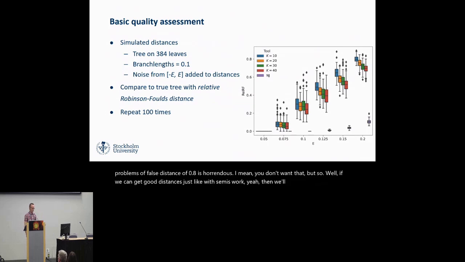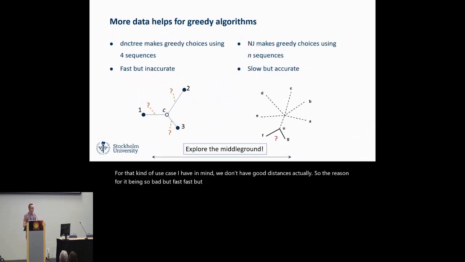But for the kind of use case I have in mind, we don't have good distances, actually. So the reason for it being so bad, but fast but bad, is that we're only making use of a small number of sequences when assigning sequences to the subproblems. Compare that to neighbor joining. Both of these methods are greedy, making lots of greedy choices, but neighbor joining is making use of all its data when making any kind of greedy choices. So I was getting to think, maybe it's possible to find a middle way there.